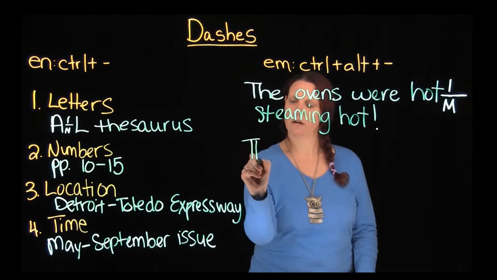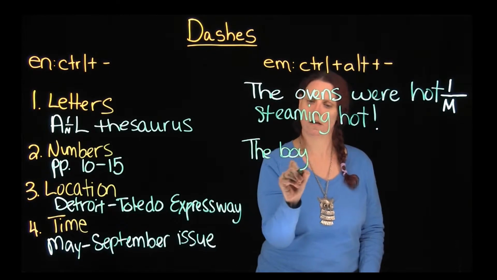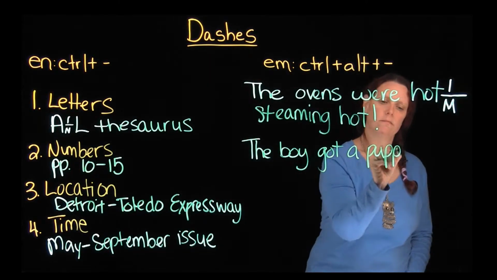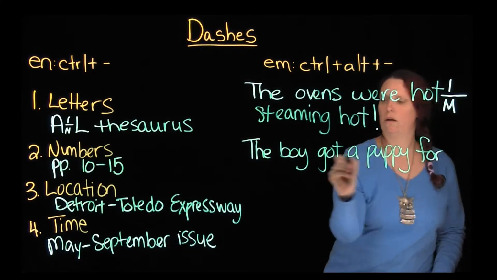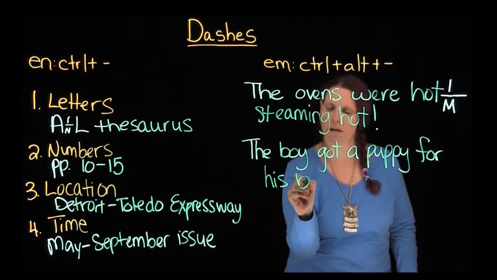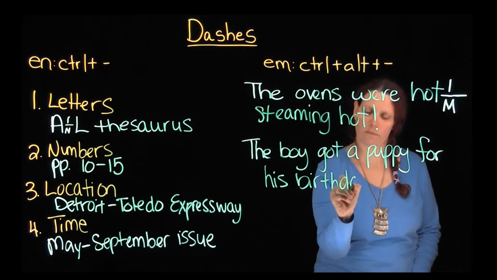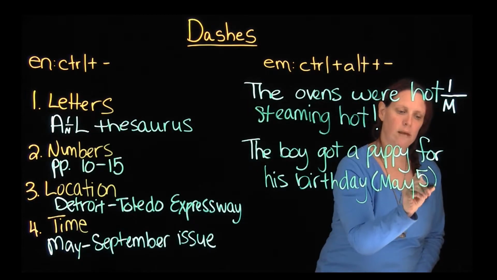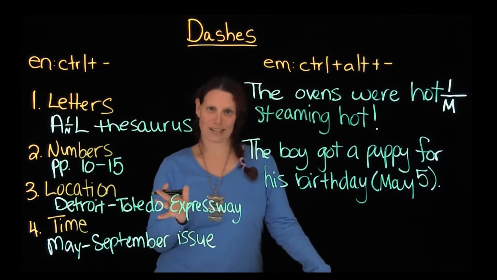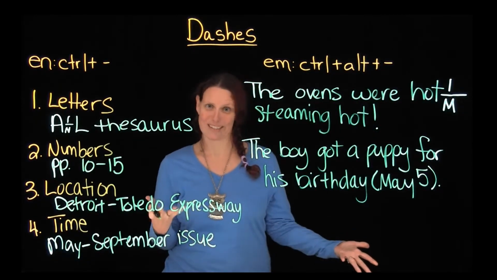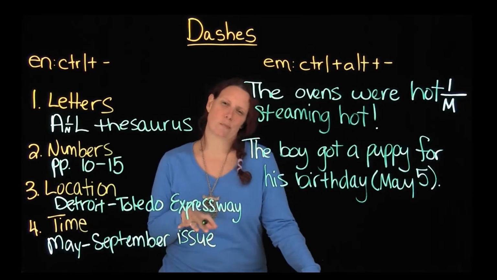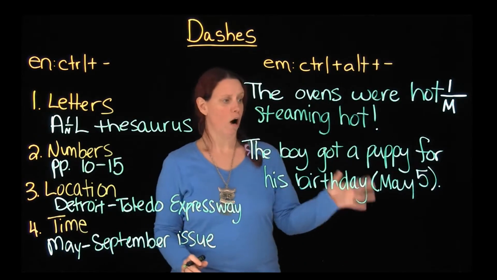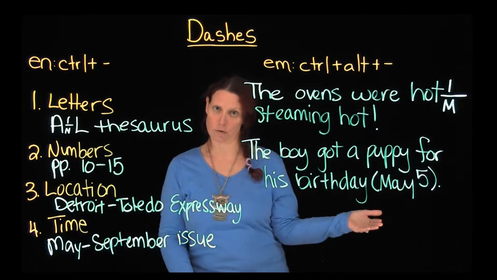So, the boy got a puppy for his birthday (May 5th). Now, it's not really important that his birthday is the 5th of May. What's really important is that he got a puppy. So I could just whisper that information to you as an aside. It's just giving you additional information. It will always have to have both the opening and closed parenthesis.